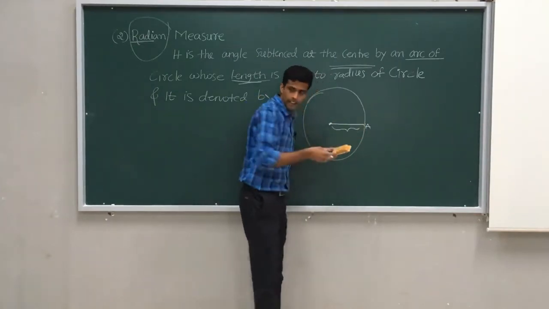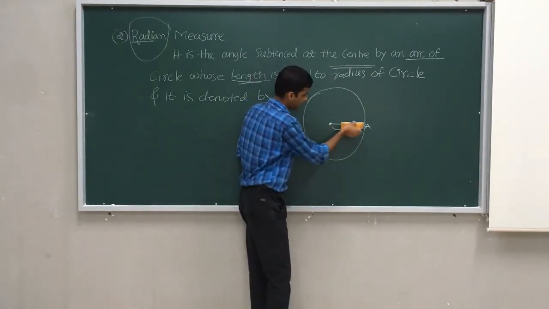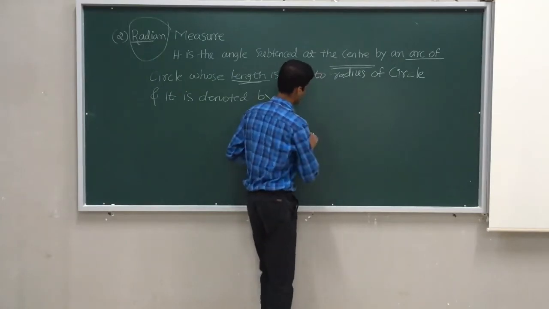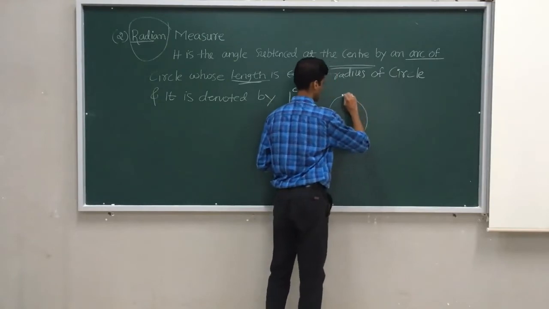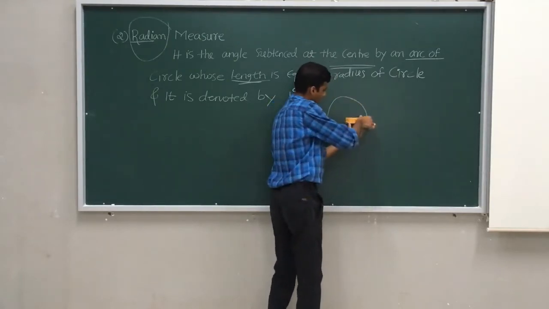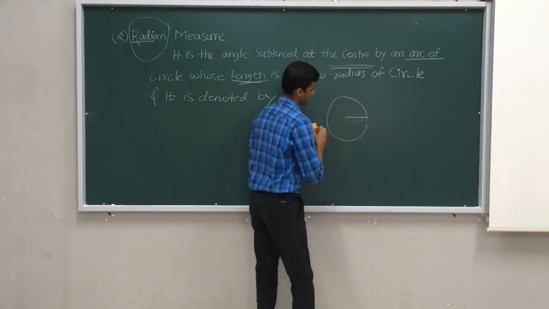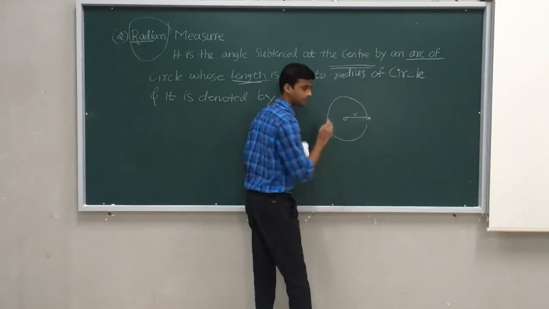Think that I can't show that much big line here. Otherwise I draw one more so that you will get clarity. This is a circle. This is the radius. This is O, this is A, this is the radius R.